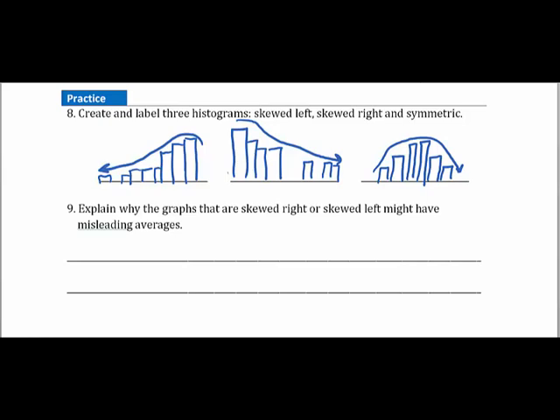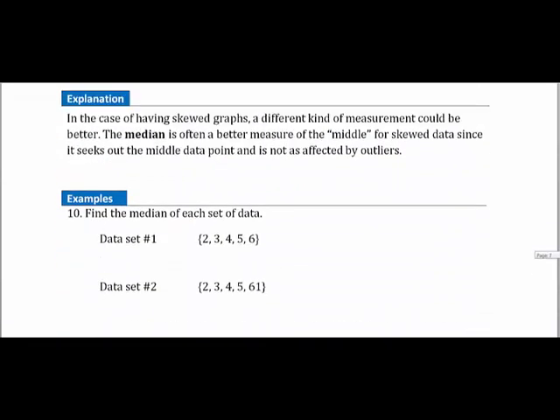So on the second of three pages here, we're going to look at maybe an alternative to the average. In case of these skewed graphs, we maybe want to use a different kind of measurement. So maybe the median. And the median is often a better measure for the middle of skewed data since it seeks out the middle data point and is not affected by outliers. So for number 10, we're going to find the median of each of these data sets.